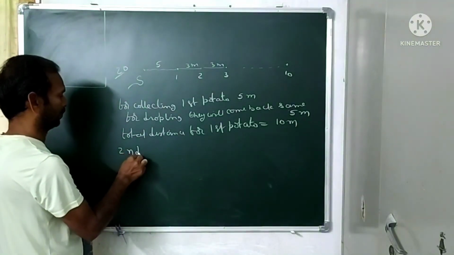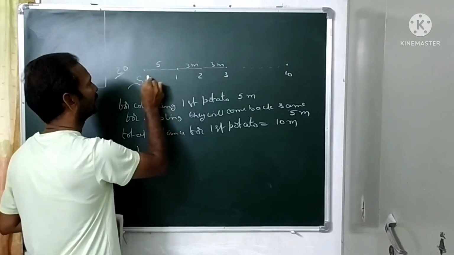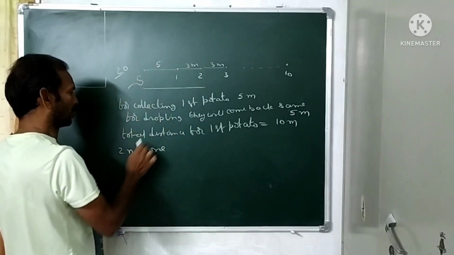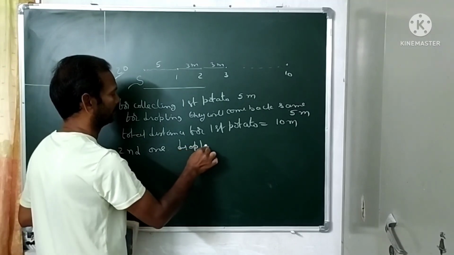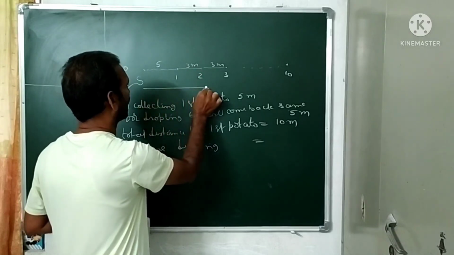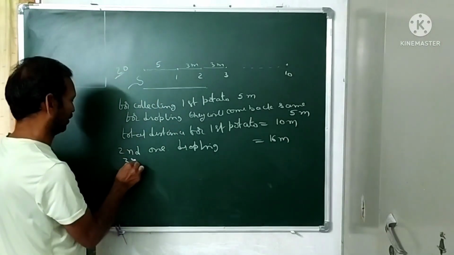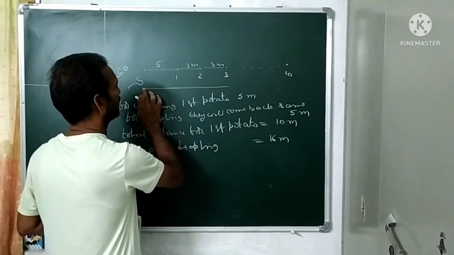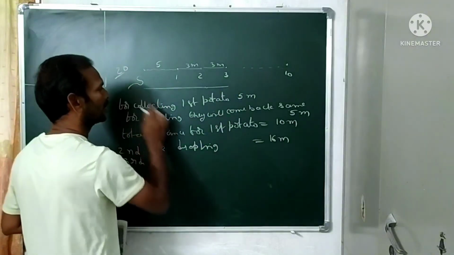Second one. Second means here to here. See, here to here, distance is 5 plus 3, 8. They'll come back. So for the second one, dropping, distance is 8 coming back, 16 meters. Third one, here to here. See, 5, 8, 11, coming back, 22.